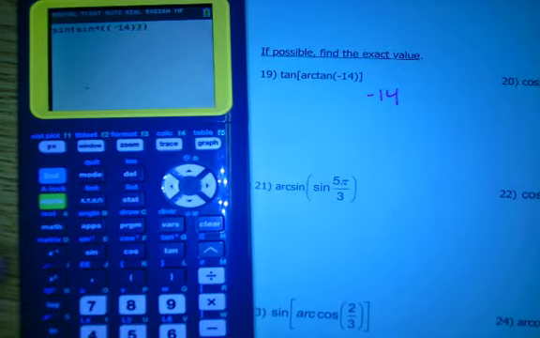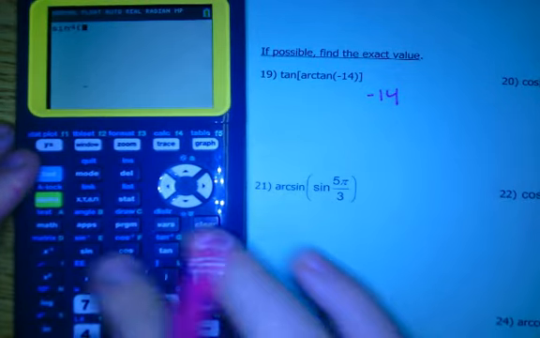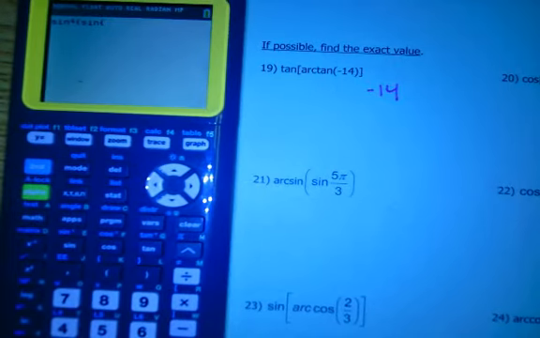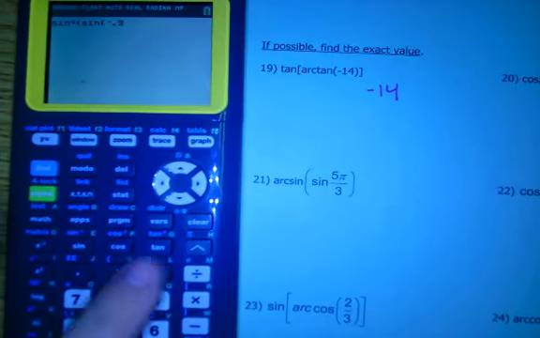Okay. I want to mess around even more. What if I did arcsine of sine of? I'm trying to think what will work here. -0.5.